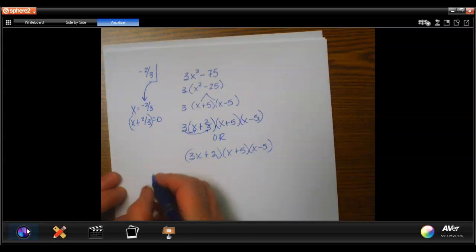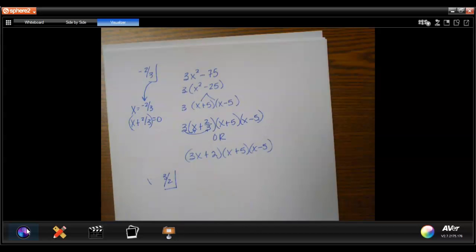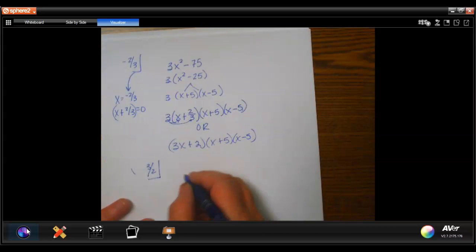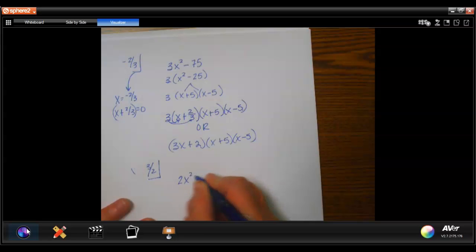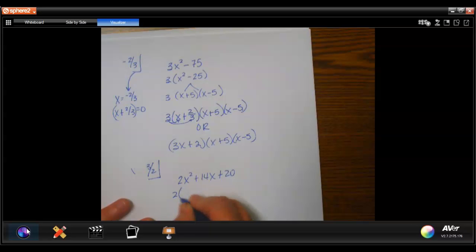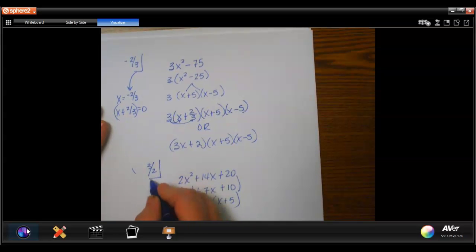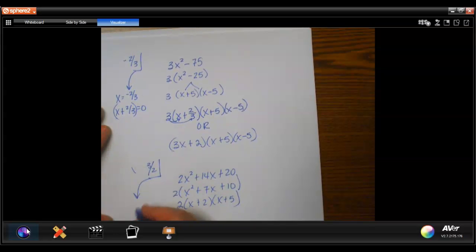If I had x was 3/2, and I factored out to 2x squared plus 14x plus 20, I would factor 2 out of that, plus 7x plus 10. I can split the middle here, and I have x plus 2 and x plus 5. Most of you got that with the 2 out front. Okay, again, this fractional x, I have x equals 3/2.